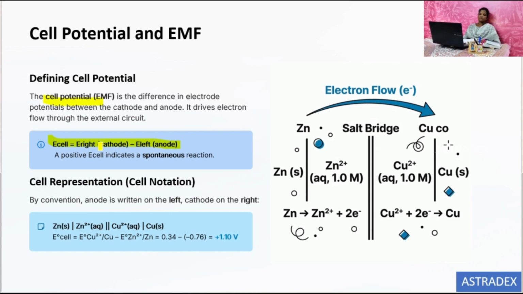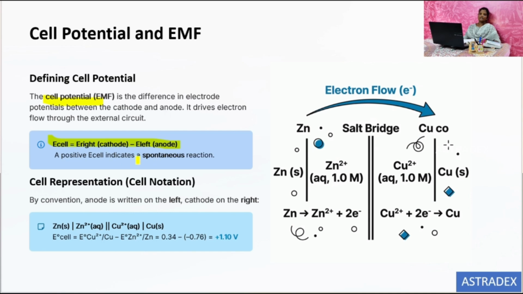E left is nothing but anode. So whatever the potential which is being measured. And here for Daniel cell, we have for copper is plus 0.34 volt and for zinc is minus 0.76 volt. Okay, so let me come to the next point now.